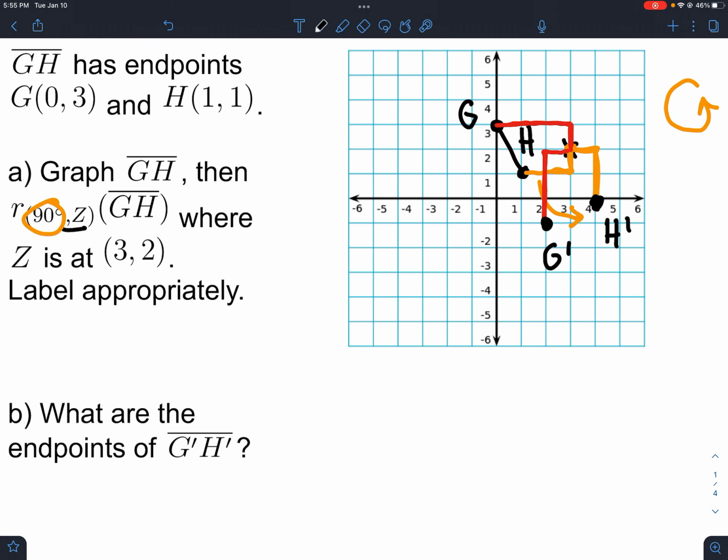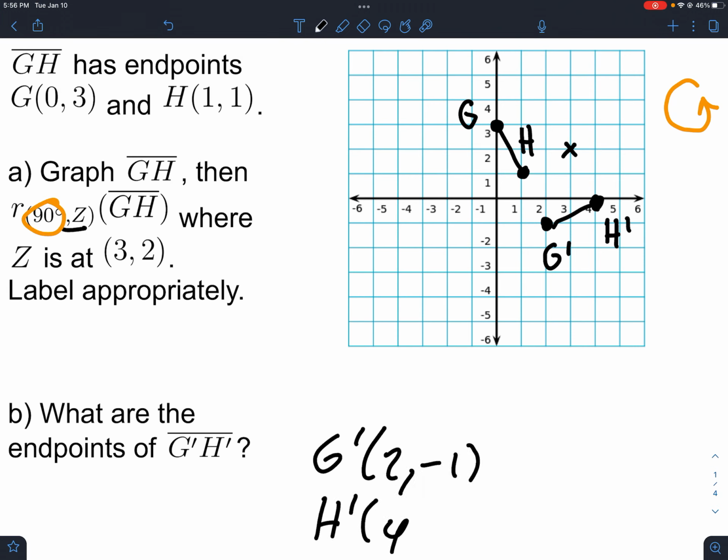And this one's kind of tough. I mean, this got a lot going on. But it's not out of your wheelhouse at all. That is the rotation around this point. Okay. So G prime ended up at 2, -1, and H prime ended up at 4, 0.